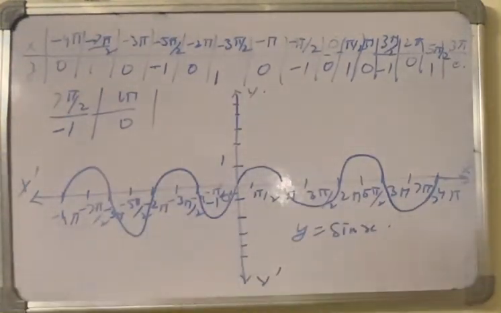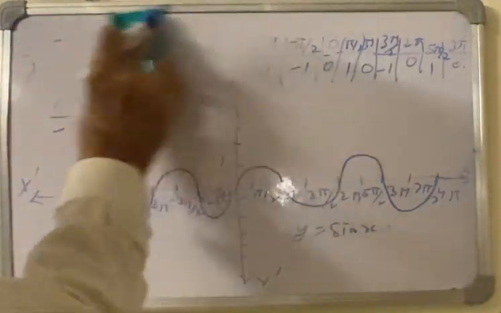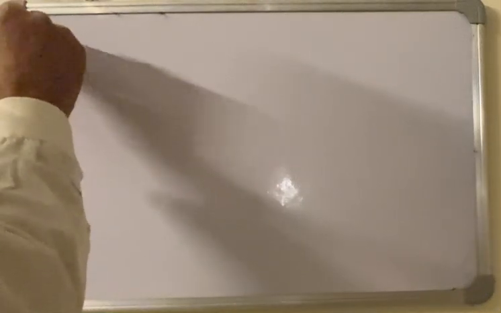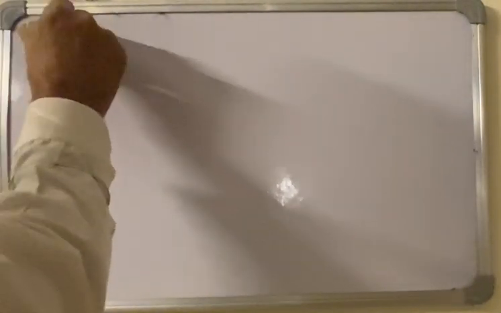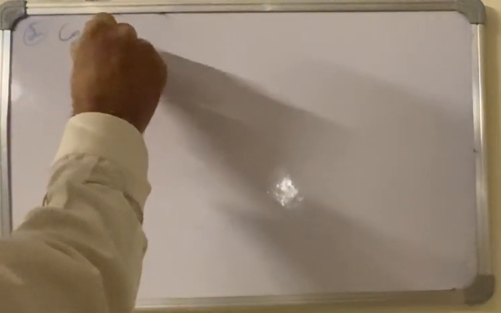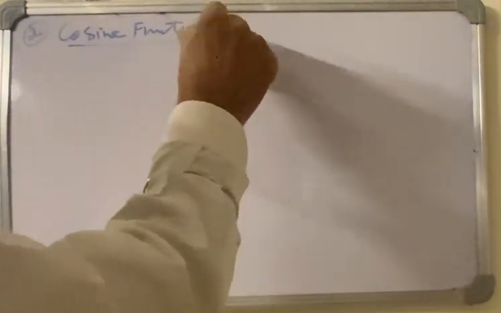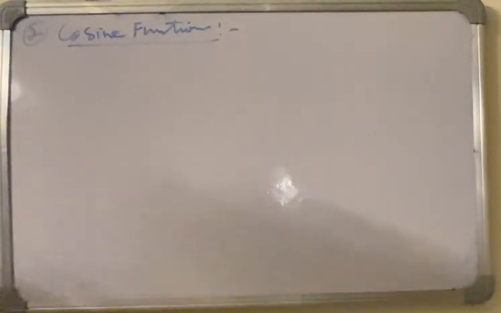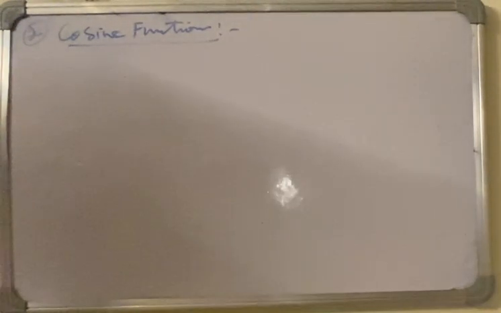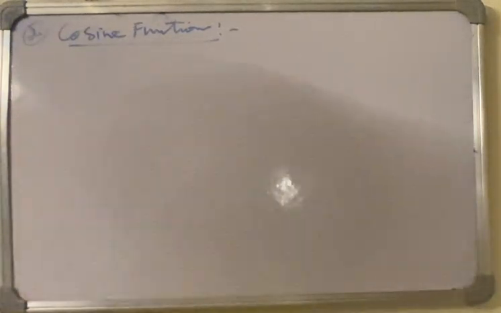Then we take, second, the graph of the cosine function. Number 2, cosine function. For the cosine function, first of all, we take how the cosine function changes with the change in value of x.